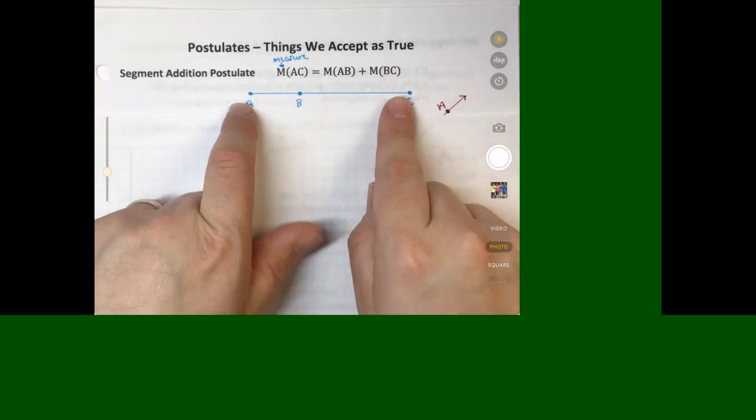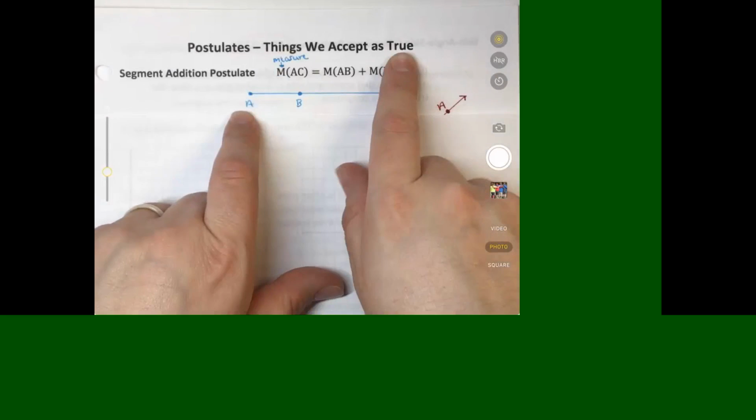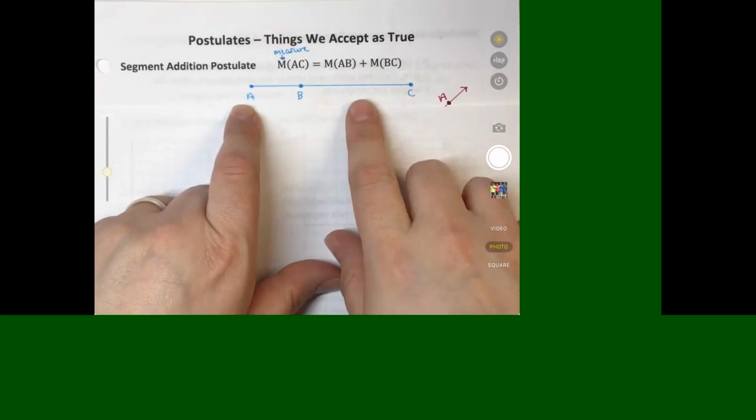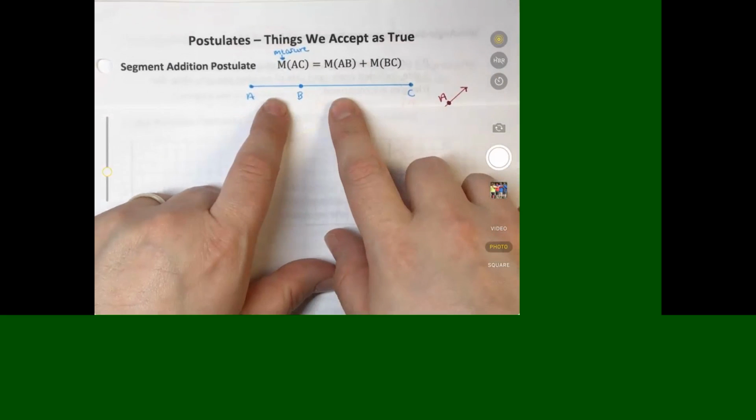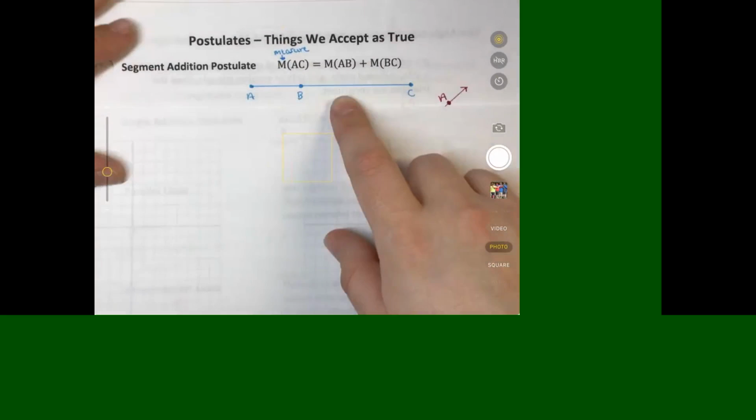That's just math. That's something that we accept as true, right? Nobody had to prove that to us. We discovered that that's how that works, and we gave it a name. We gave it the segment addition postulate name. All right, then we can also do this with angles.